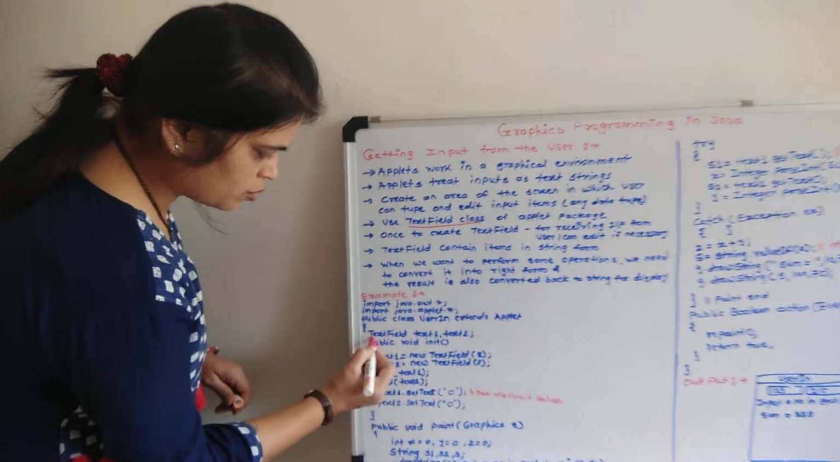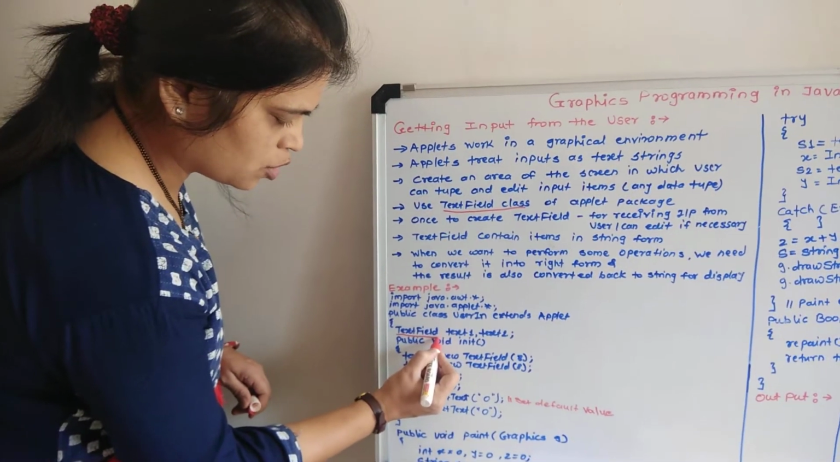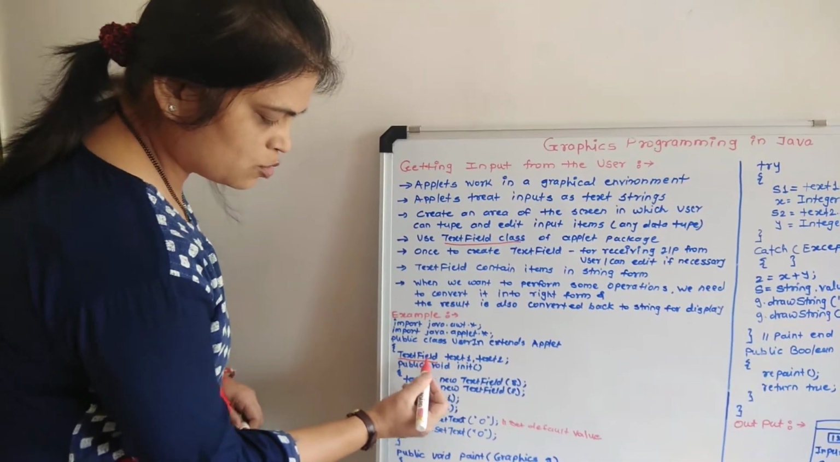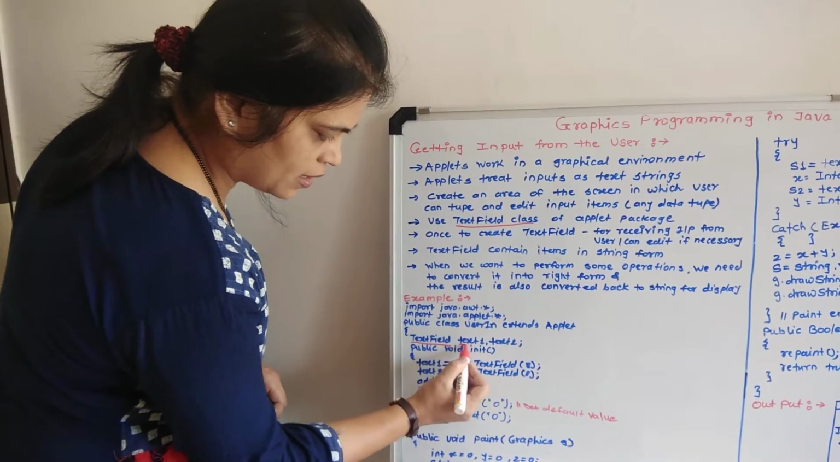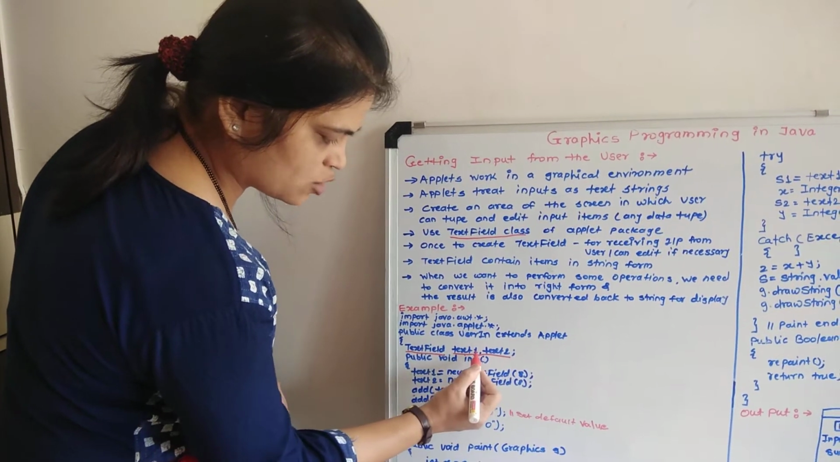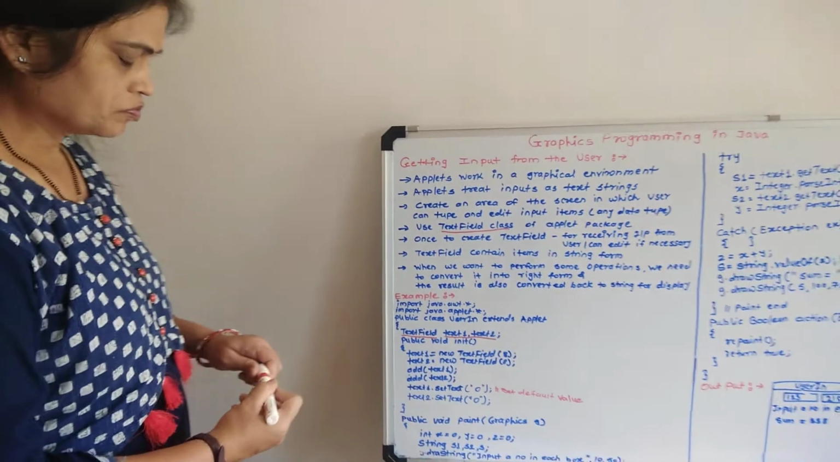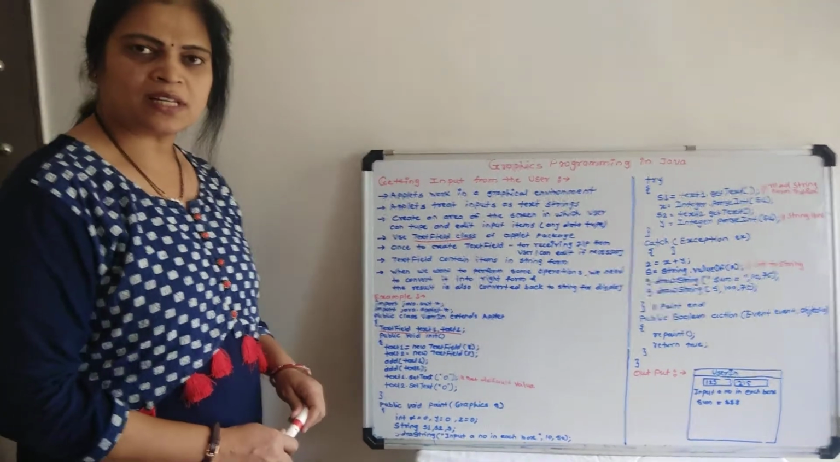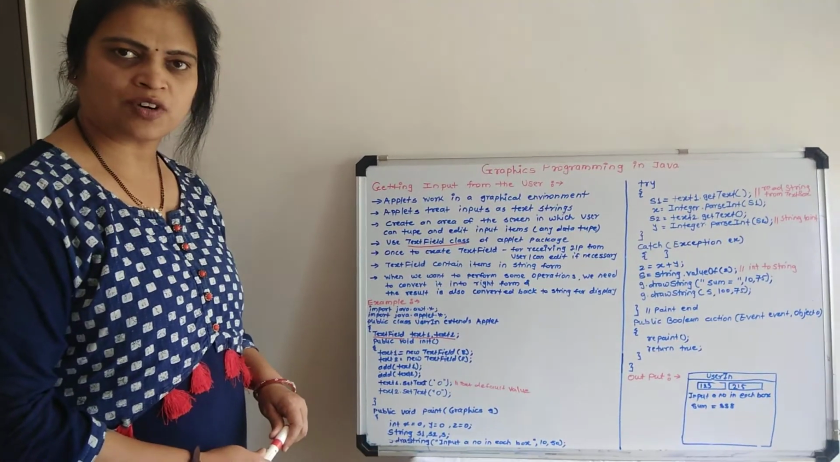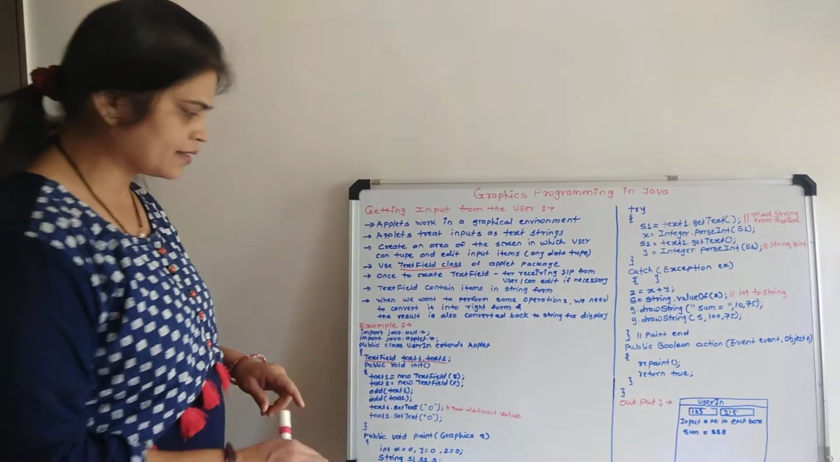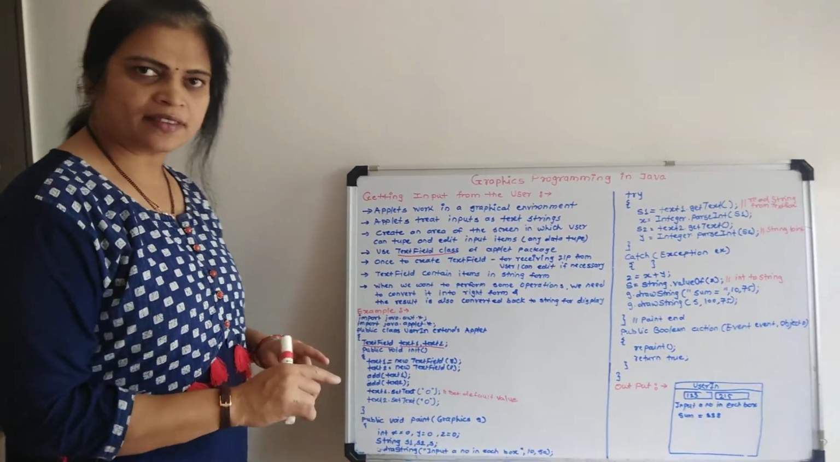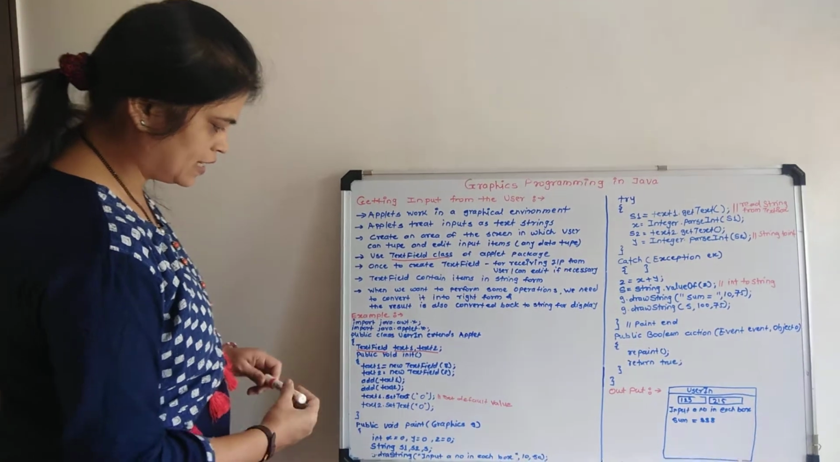For creating the object, you have to use the TextField class. By using this TextField class, I have created two objects called text1 and text2. TextField is almost similar to a text box. You must know what a text box is, where the user can enter the data. That means we get an area where the user can enter it.